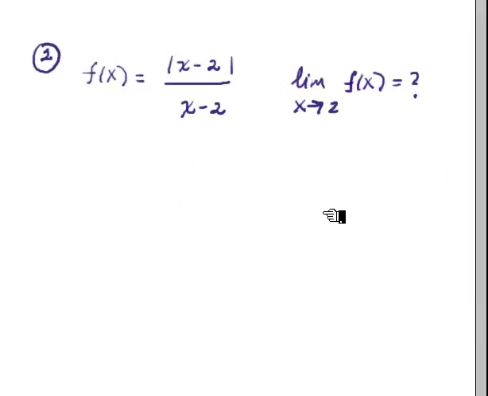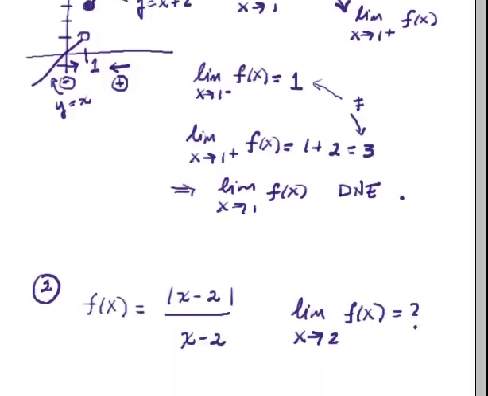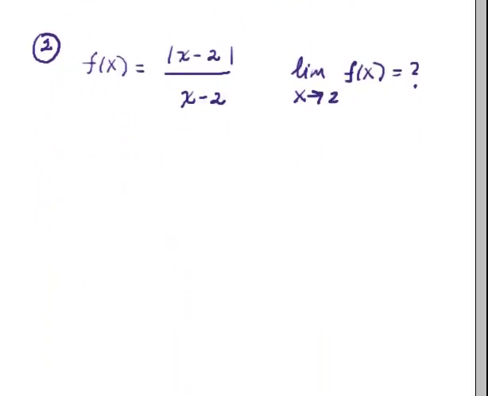Here's our next example, and it's really going to be the same type as the previous example. So here f of x is equal to the absolute value of x minus 2 divided by x minus 2, and we want to know what is the limit as x goes to 2 of f of x. So first it's important to realize what this function is. Another way of writing it, and we saw this in class, is as follows.